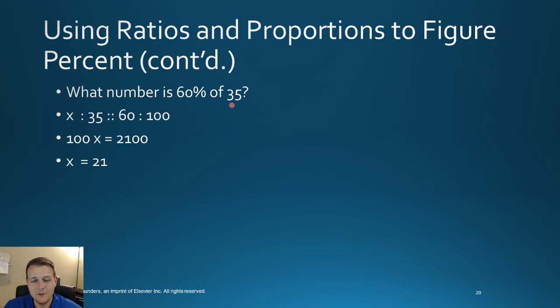What number is 60% of 35? You can do the same way, just solve for a different variable here. So x to 35 in proportion to 60 to 100. Again, the proportions are all the same here. By solving for this, 35 times 60, it's going to be 2100, has to be equal to 100x. Divide both sides out, and you get 21 as your answer here, right? So fairly straightforward.